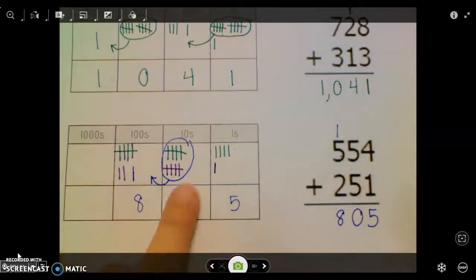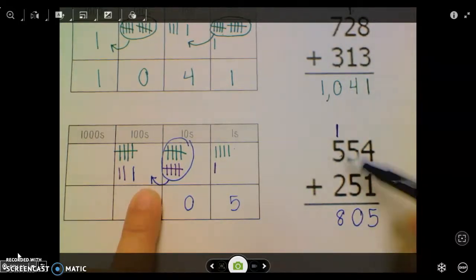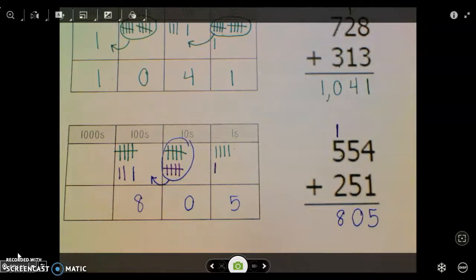So as you can see that whenever I have to regroup a tens and regroup it over to the next place value, that's what represents this number up here. And I just add it in like my other numbers. Let's try some without the place value chart.